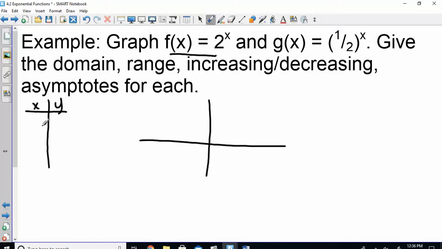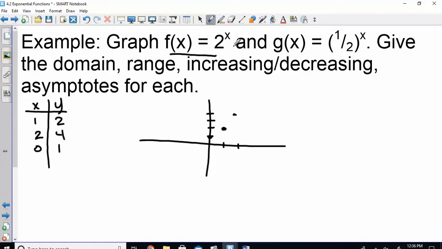what do you want to plug in first? 1. All right, so then 2 to the first is just 2. 2 to the second is 4. What would happen if I put in a 3? 8 is just going to keep going up. Let's go the other direction. If we put in a 0, what's anything to the 0 power?